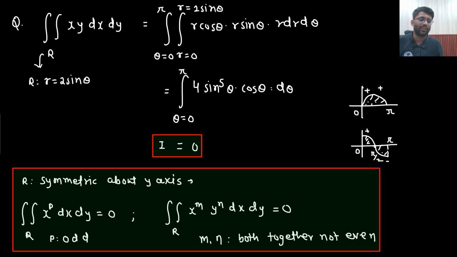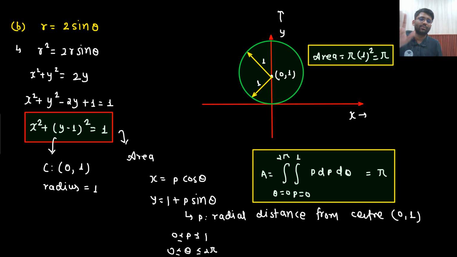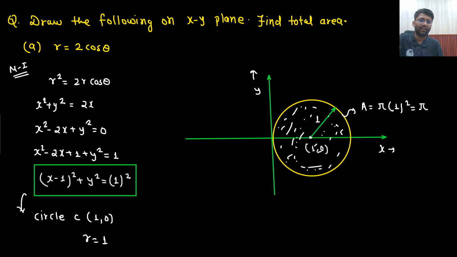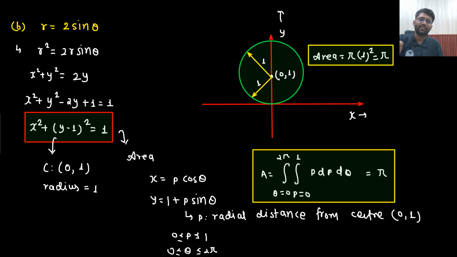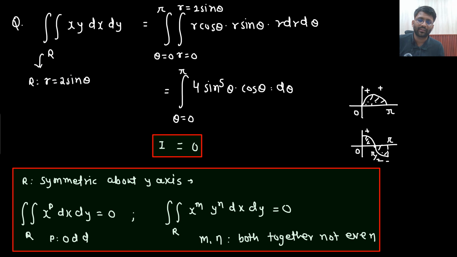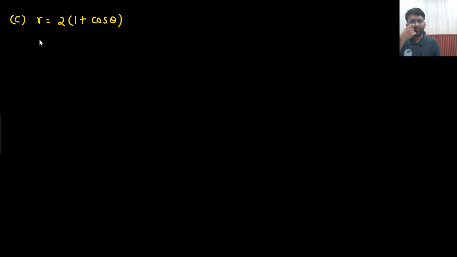So this discussion we have also done with respect to r equals 2 sin theta. Whatever discussion we did for r equals 2 cos theta, the same kind of discussion is there for r equals 2 sin theta. Understandable? Next one: r equals 2 into (1 plus cos theta).